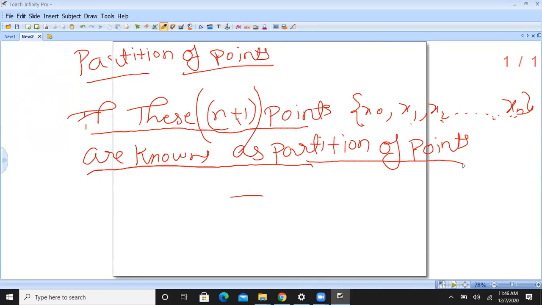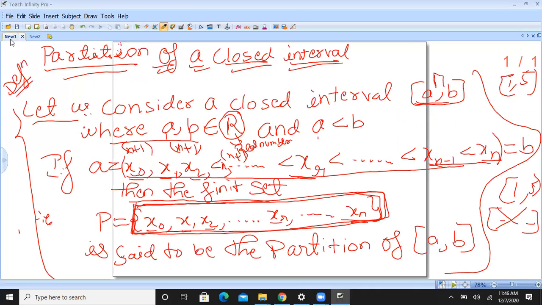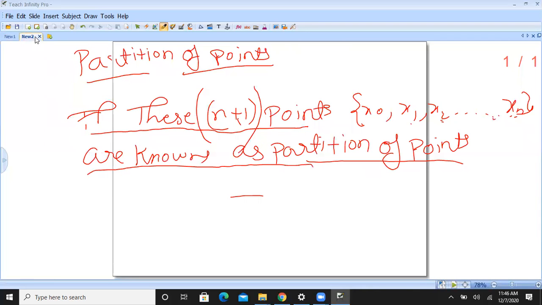Okay, so this definition is important thing. Partition of a closed interval is very important for your exam. Next, partition of a points. What is partition of a points? These n plus 1 points are known as partition of a points.